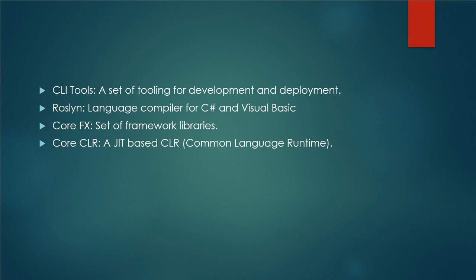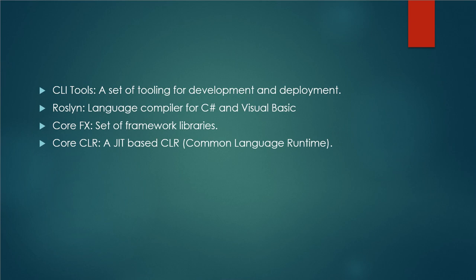CoreFX is a set of framework libraries. These are similar to the base class library which you used to have in the legacy .NET Framework. And then CoreCLR is the JIT-based common language runtime. It's also the same as the CLR, but now upgraded. It's a more lightweight, modular version of the CLR. It's also open source. You can refer to the runtime of .NET Core on GitHub to see how it works, how it runs, and how it converts into machine code. Everything is there in that code.